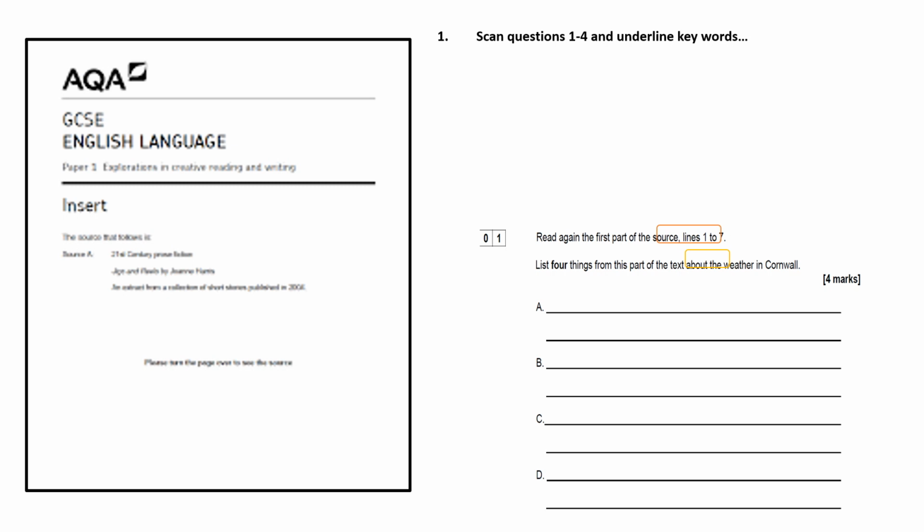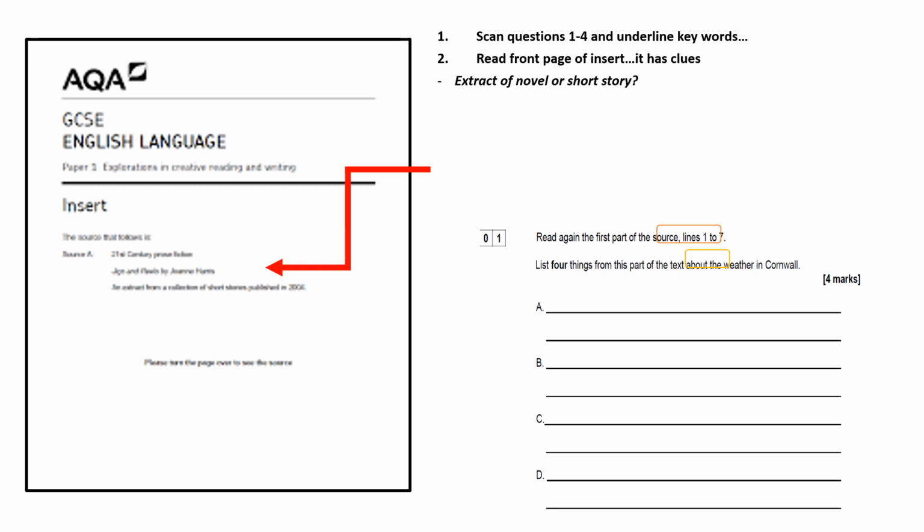But before I then go on to read the source, I read the cover of the source because that front page of the insert has important clues for us. It can show us whether we're dealing with an extract from a novel or a short story. We can find the full name of the writer and refer to the writer by their surname as opposed to just saying "the writer" as if this mysterious entity is what they are. We will be told the title of the text, which may or may not be significant to the events we understand in the extract. And we can also unlock what the mood is from the title and whether that matches the mood of the extract.